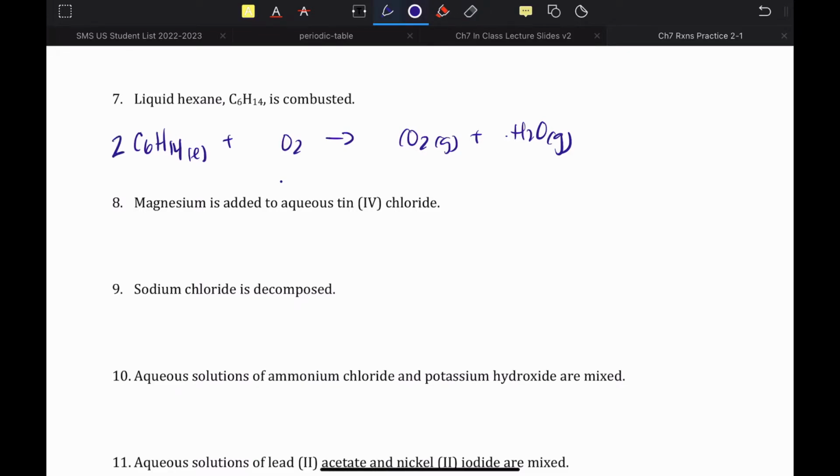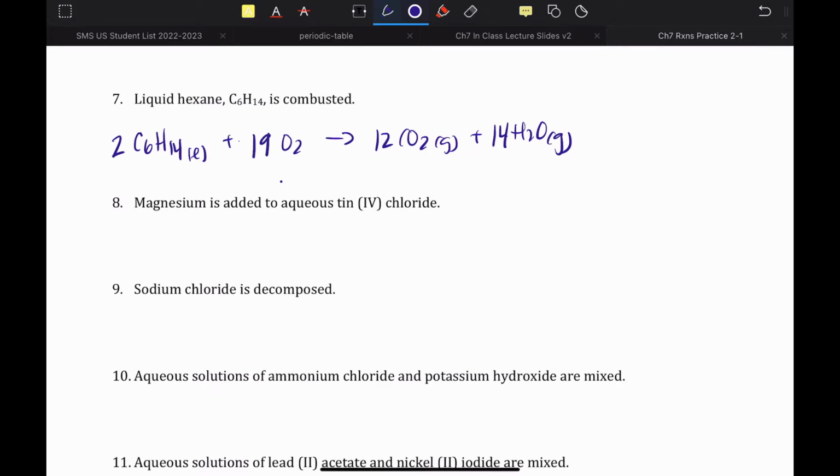And so then we would put a 2 in front of the C6H14 because that's what's giving us the odd number of oxygens. And so then we would redo the carbons and redo the hydrogens and then go back and do that oxygen one more time. And so when we add them all up and then divide by 2, we come up with 19.